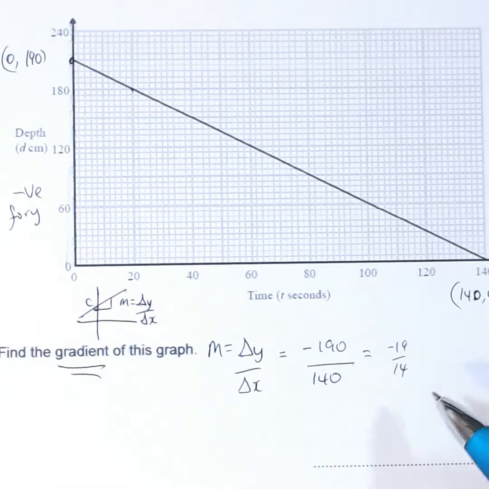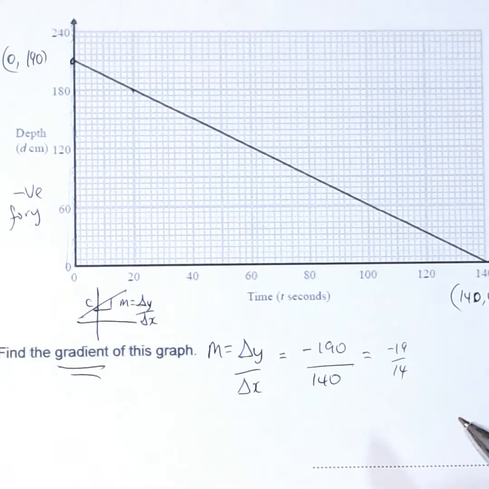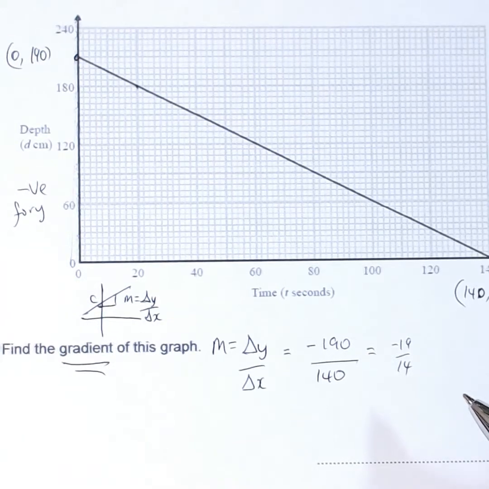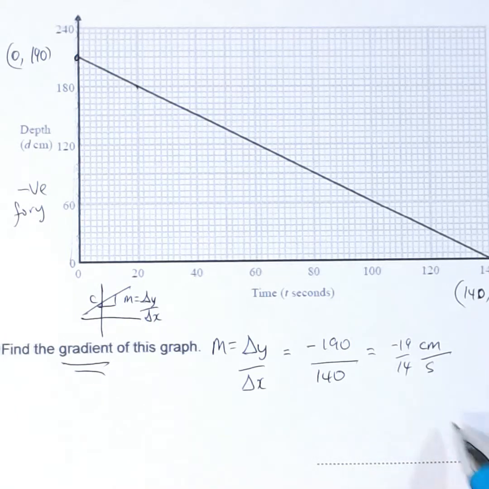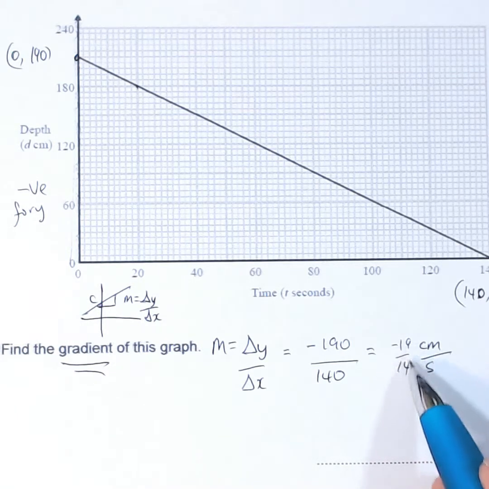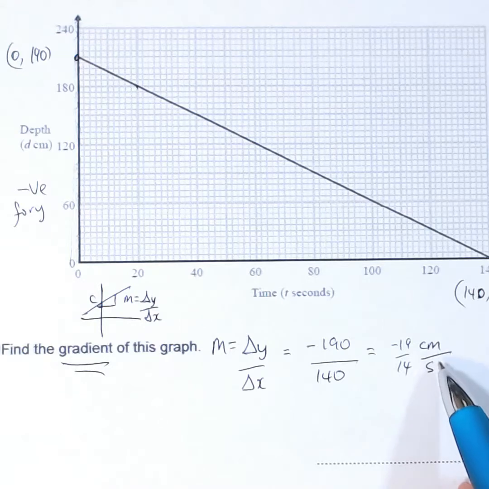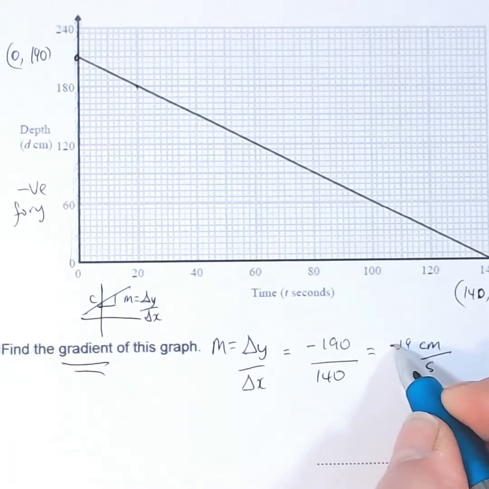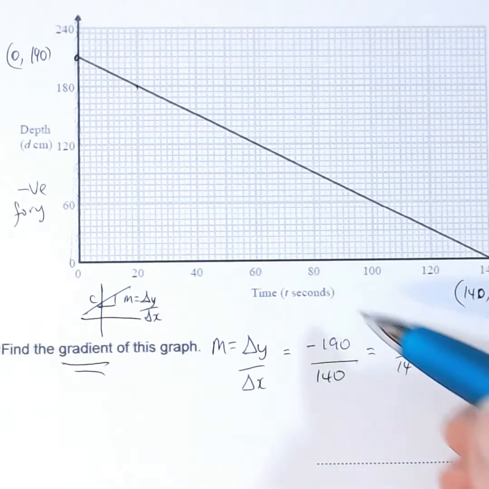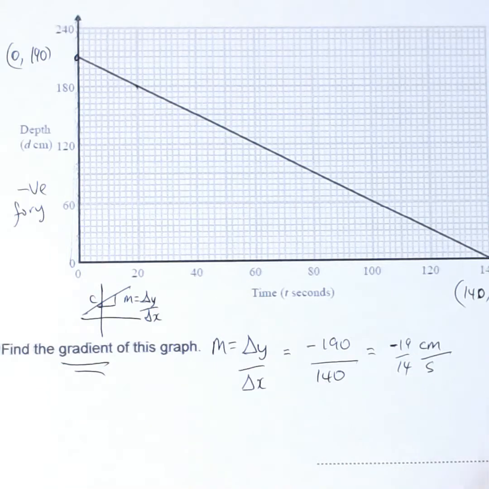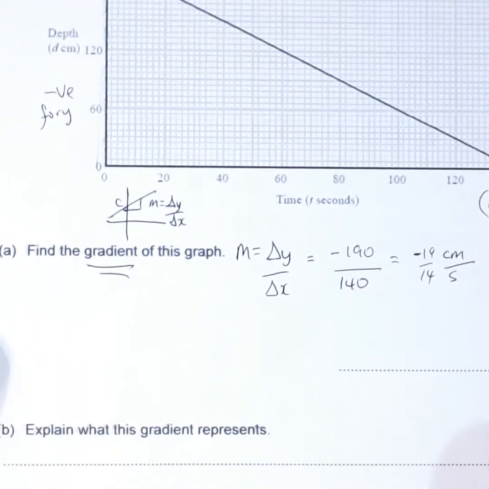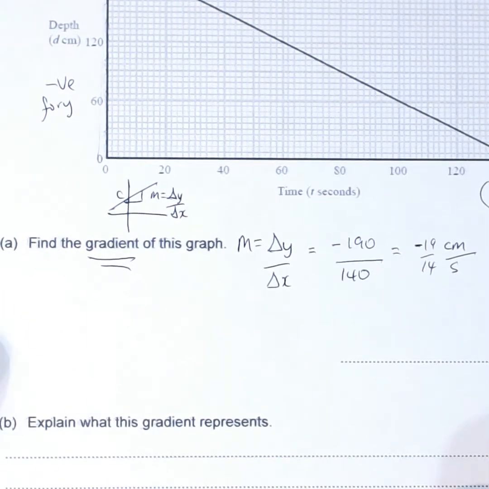Okay, now whenever you do gradients of real life graphs, then you should really be thinking of the units. So this is centimetres for the y, and the x is seconds. So basically this is telling us that negative 19/14 centimetres per second. Now the negative means that it's decreasing, it's getting lower. So this question went on and asked you to explain what the gradient means.